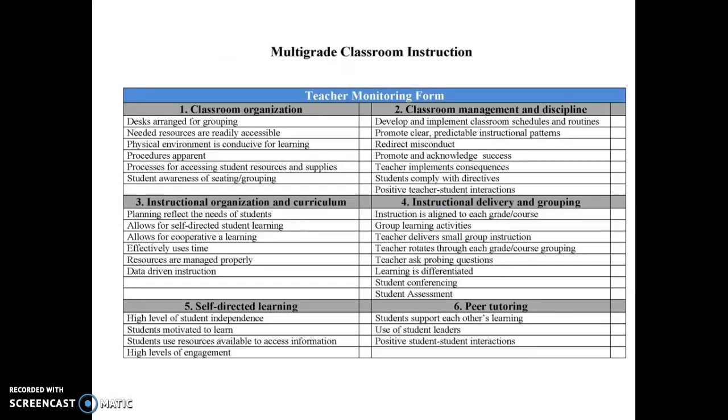The third form of data collection was a teacher monitoring form that I used when I went in the classroom to observe her. This form includes the 6 tenets of multi-grade classroom instructional practices, and then I dive deeper by providing specifics of what that could look like in the classroom. As I go through, I'm basically tallying when these particular aspects of the tenets are being observed, and I'll show you how that data looked as we move through the presentation.